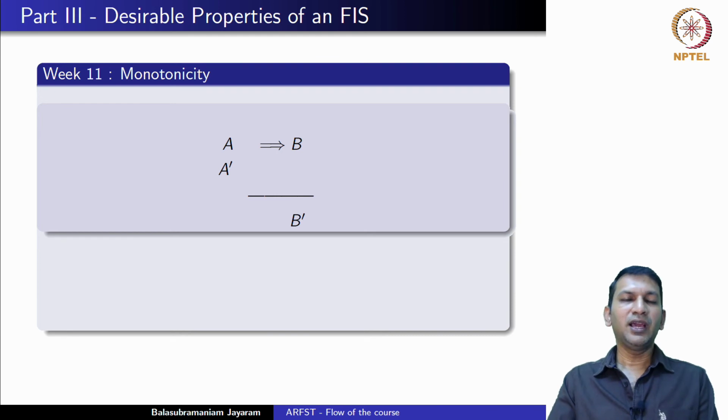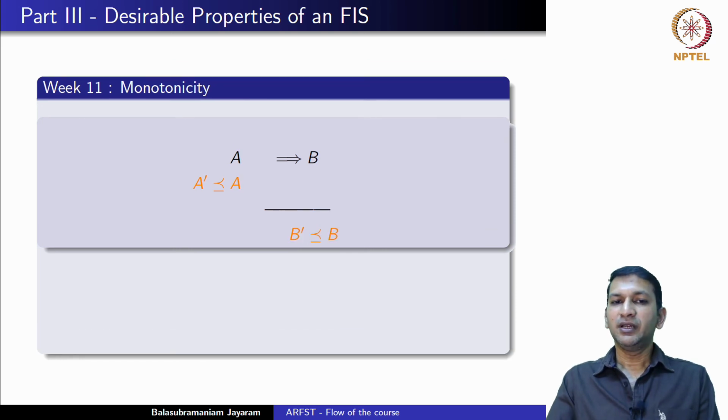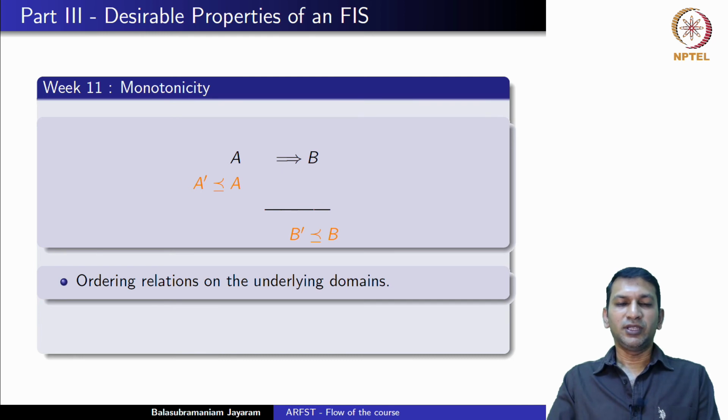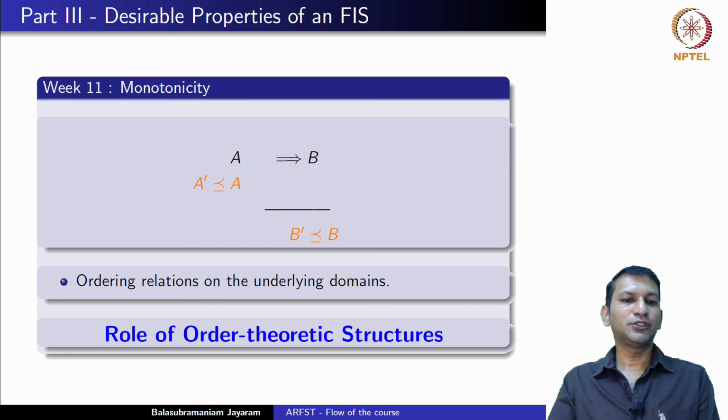In this case, we expect there is an ordering on both the input and output domains, and ask the question: if A dash is less than or equal to A, will B dash also be less than or equal to B? And this ordering relation itself will be made precise during the course of these lectures. So the assumption is that there are ordering relations present on the underlying domains, and we ask the question, is this ordering preserved by the mapping? Once again, this highlights the role of order-theoretic structures.